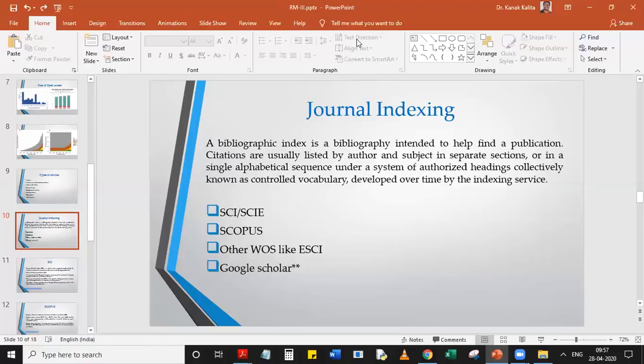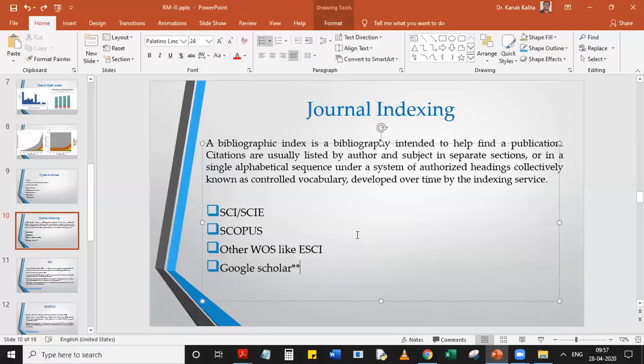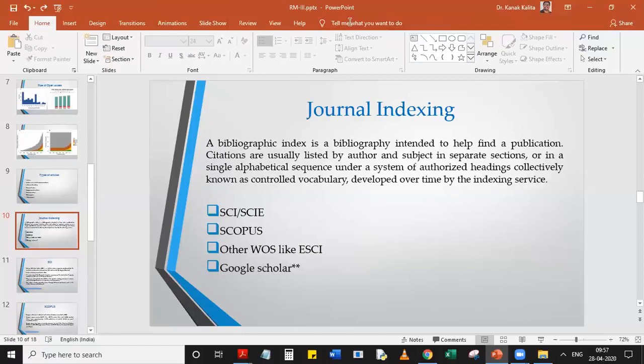It is a database where similar quality journals are grouped together. There are different kinds of journal indexing, but the most accepted ones are the SCI or SCIE, and the second one is Scopus, and then we have some other indexings in the Web of Science like the ESCI and so on. Google Scholar is also sometimes referred to as a database, but it is not exactly a database. Rather, it works more like a search engine, like the main Google search itself. For our purposes we can refer to it as an indexing, but it is not an indexing by itself.